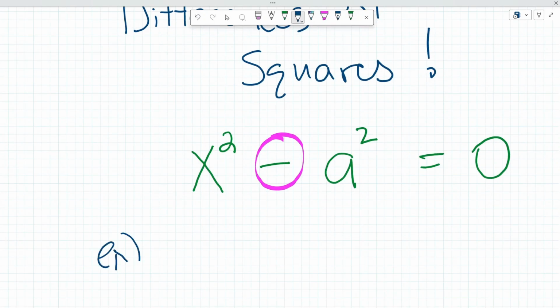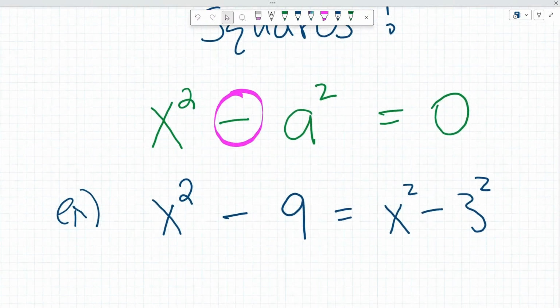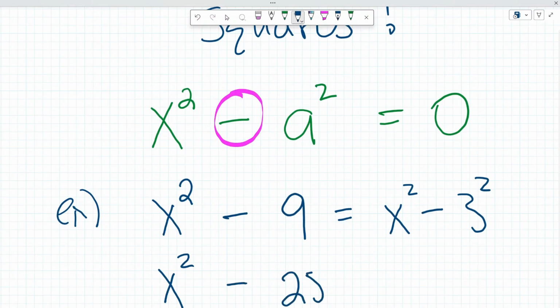We could have x squared minus 9, because that is the same as x squared minus 3 squared. We might also have something like x squared minus 25, because that is the same as x squared minus 5 squared. Now that we have an idea of what this looks like, let's look at the general form, how this can be factored.